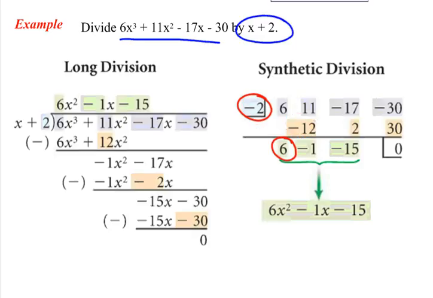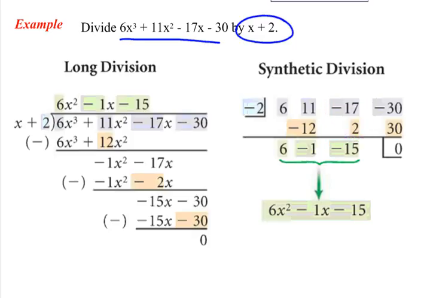Now since 12 is above the line, or negative 12 is above the line, we're going to add 11 plus negative 12 equals negative 1. Now negative 1 is below the line, so we're going to multiply it. So negative 2 times negative 1 gives us positive 2. Now we're going to add negative 17 plus 2 gives us negative 15.